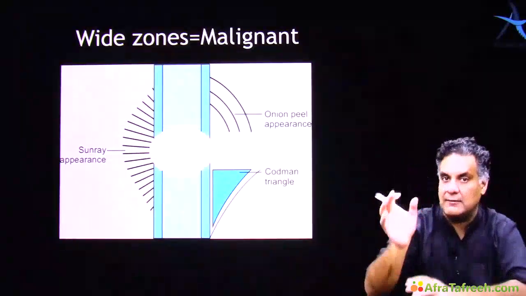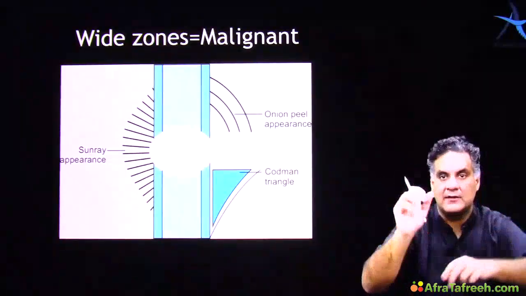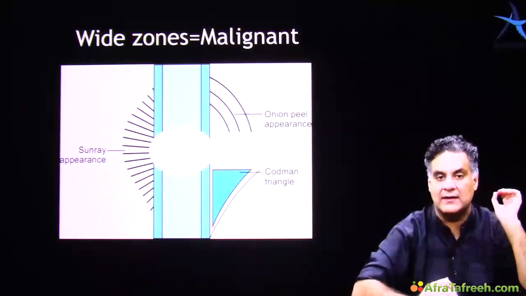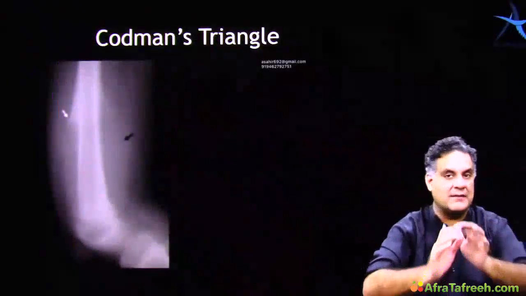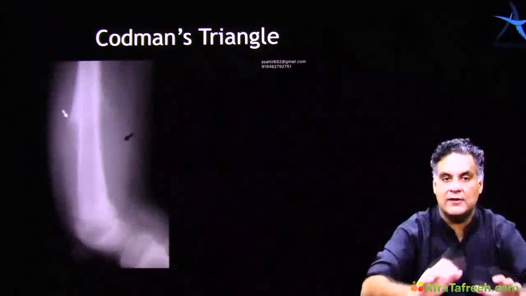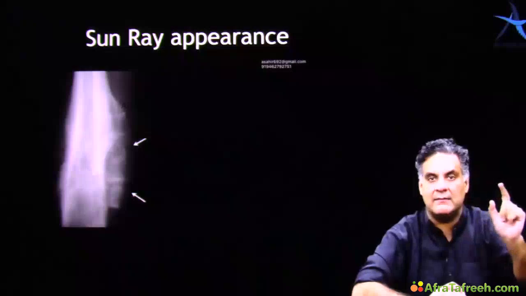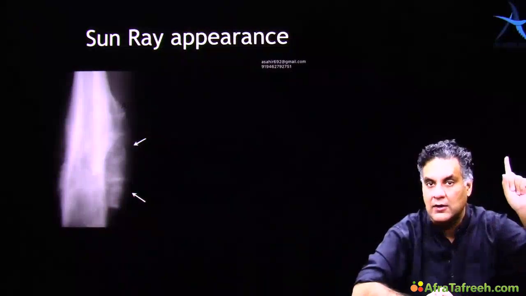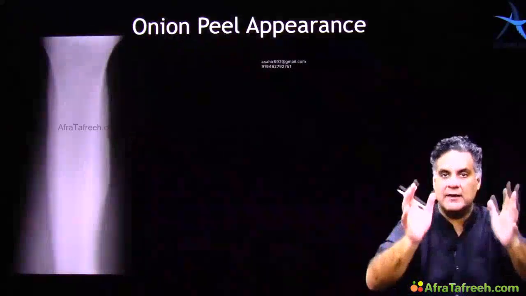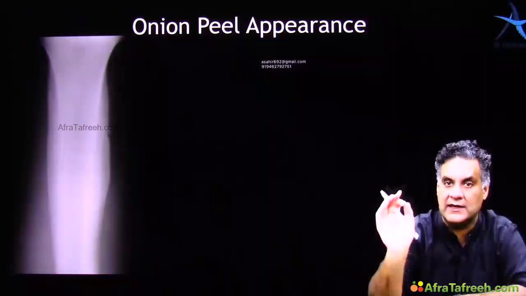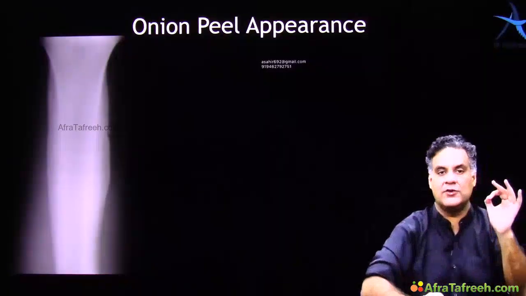You can have multiple layers over it, called onion peel appearance, or you can have a triangular piece underneath the periosteum, called Codman's triangle. This is a Codman's triangle, which can be seen in any malignant lesion, any chronic process, but usually osteosarcoma. Similarly, sun ray appearance: any malignant lesion, any chronic process, but usually osteosarcoma. And onion peel appearance will look like a hazy cortex, any malignant lesion, any chronic lesion, but usually Ewing sarcoma. And this is what you should remember.